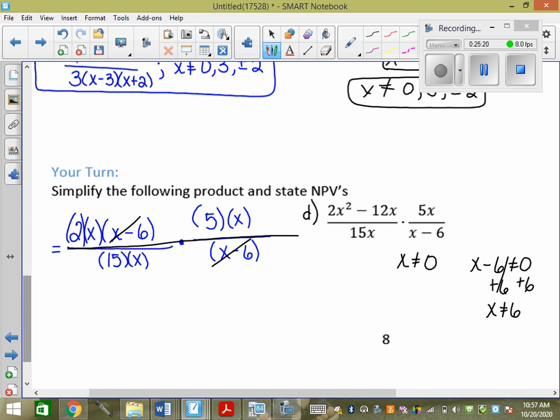Cody, what else cancels? Bottom X and top X. Okay, anything else? Yeah, 15 divided by 5 is? 5 divided by 5 is? Yeah. So we have 2 times 1 times 1 times 1 times X. So we have what on the top? Cody. On top? Yeah. Go with what he said. On the bottom? Yeah. 3. What do we have to put behind?